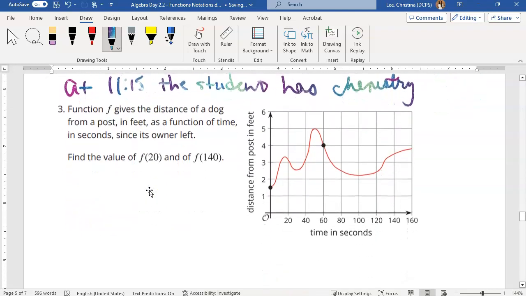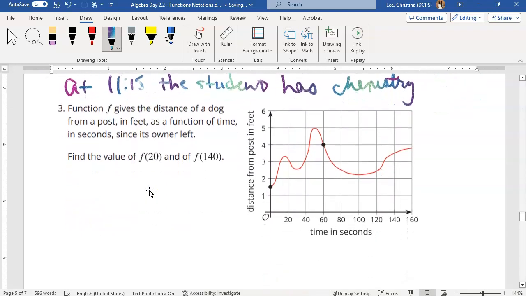Function F gives the distance of a dog from a post in feet as a function of time. So we've seen this function now several times, right? Find the value of f of 20 and f of 140. So f of 20, remember, f of 20 is the t time. So I'm looking when we're at 20 seconds, what y value do we have, or what output do we have? So that would be about there.